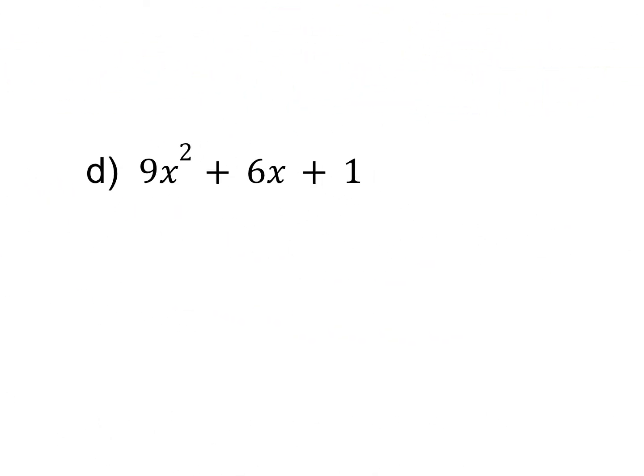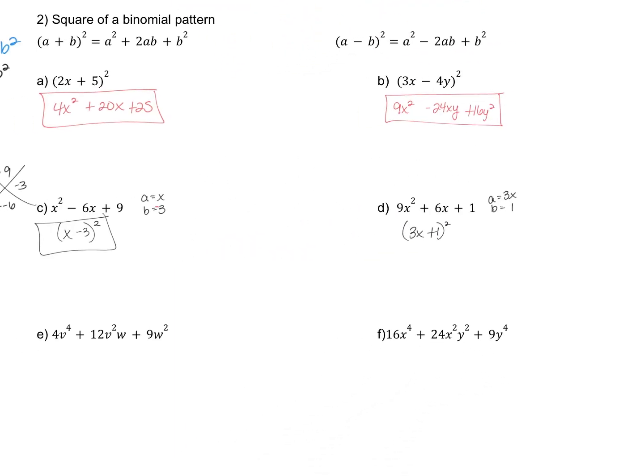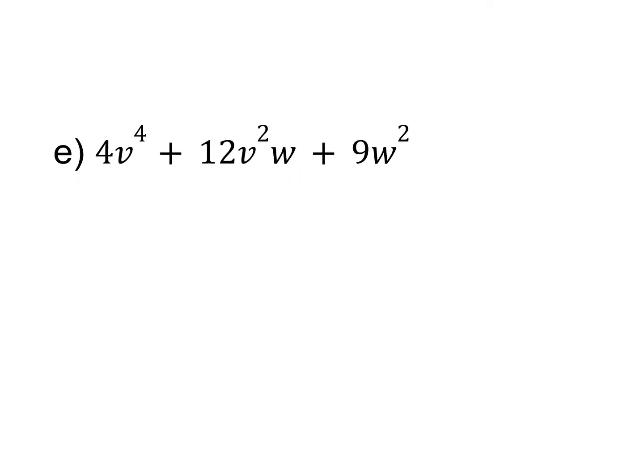Okay, another one. Is the first term a perfect square? Yes. The square root of that would be, so your a would be 3x. Is the last term a perfect square? Yes. Is the middle term those two multiplied together and doubled? And the answer is yes. So then this would be 3x plus 1 squared. Okay? Ooh, we're getting crazy here.